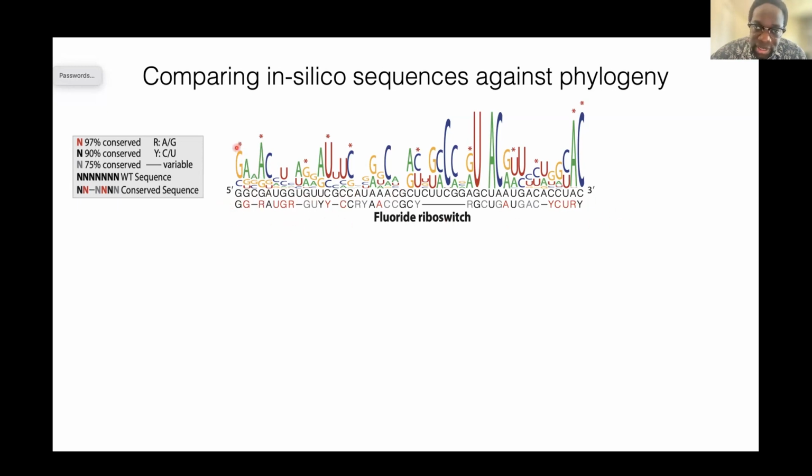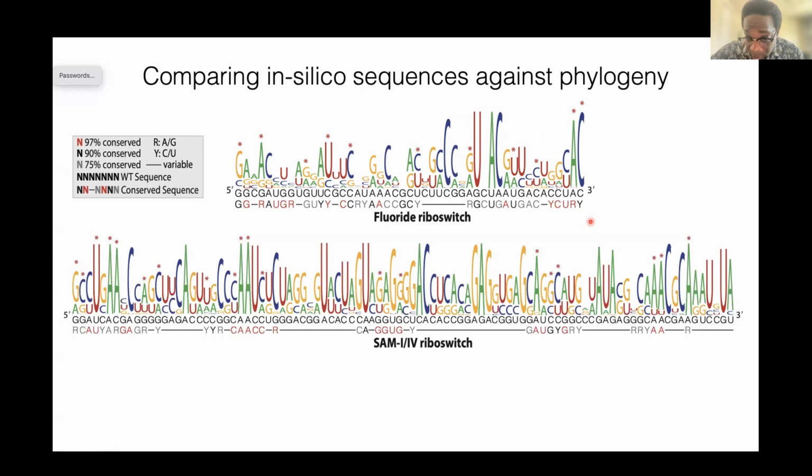And what you can see, the positions with the asterisks correspond to cases where there was very good correspondence between the sequence distribution at a particular site and the consensus sequence. You can see that it's not perfect, but there are quite a number of sites that were able to recover the correct sequence distribution. And the same is true for the SAM riboswitch as well, right? Again, here we generated thousands of sequences, so this web logo corresponds to the distribution across thousands of sequences.